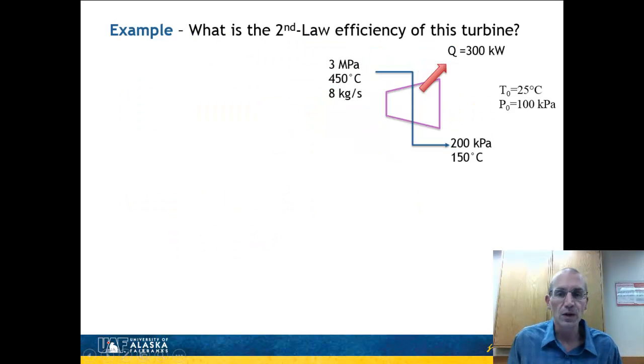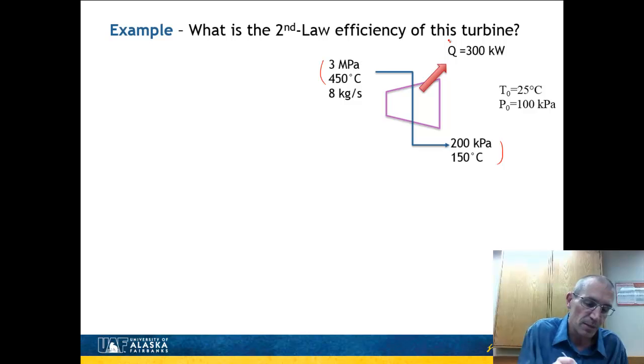So let's apply this concept to an open system. Here I have a turbine with these inlet conditions and these outlet conditions, but it's not adiabatic. We have heat being lost at 300 kilowatts, and I want to calculate the second law efficiency. In the previous chapter, we calculated isentropic efficiency, but we could only do that if the system was insulated. Here we have a heat loss, so we can't do that type of analysis.